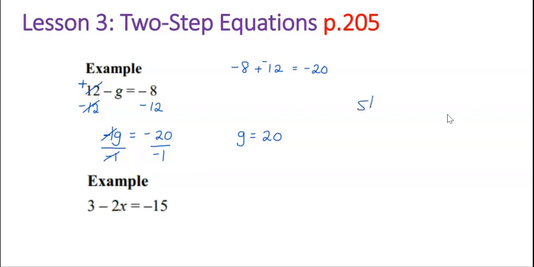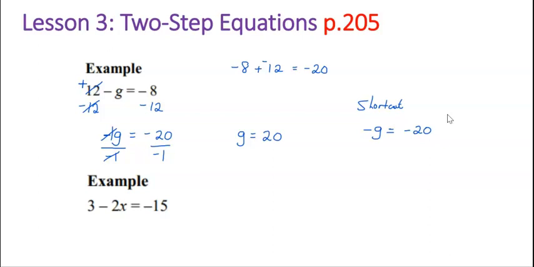Now, a shortcut, if you're comfortable: anytime you get a negative variable answer, negative G is equal to negative 20, understanding that what we're doing is really a fast way to divide by the negative 1, what you can do is switch the signs.